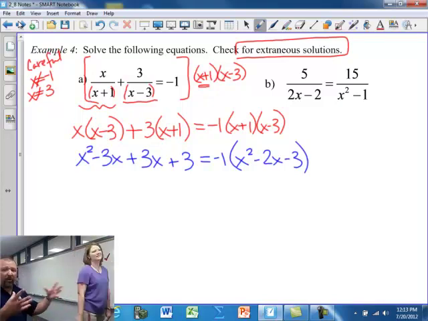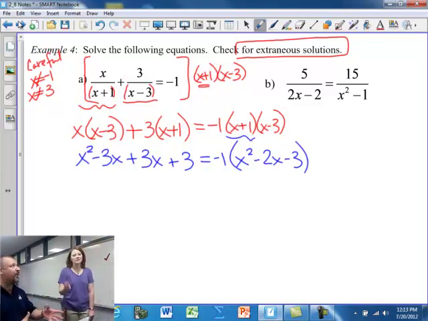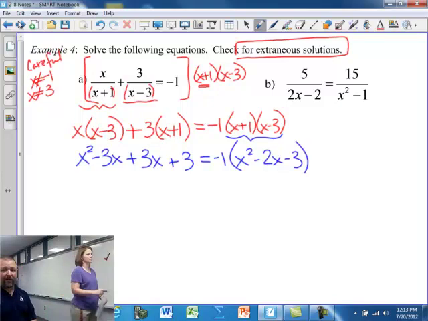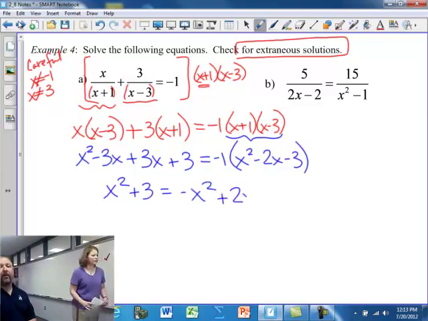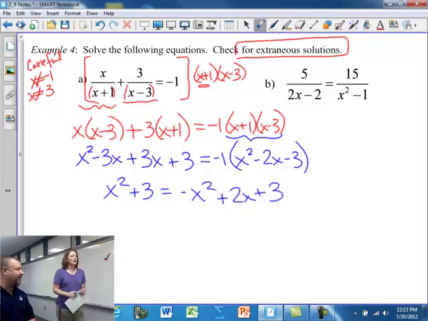I would go ahead, if I were you, and distribute that all, FOIL, whatever your word is, but use a box. Multiply those two together first. Absolutely. Multiplication is associative and commutative, so you can do it in any order you want. So go ahead and multiply x plus 1 times x minus 3 first, and then distribute the negative 1 to the entire process. And if you need to do it in more steps than Mrs. Cofield did, then go for it. Do as many steps as you need to get it right.